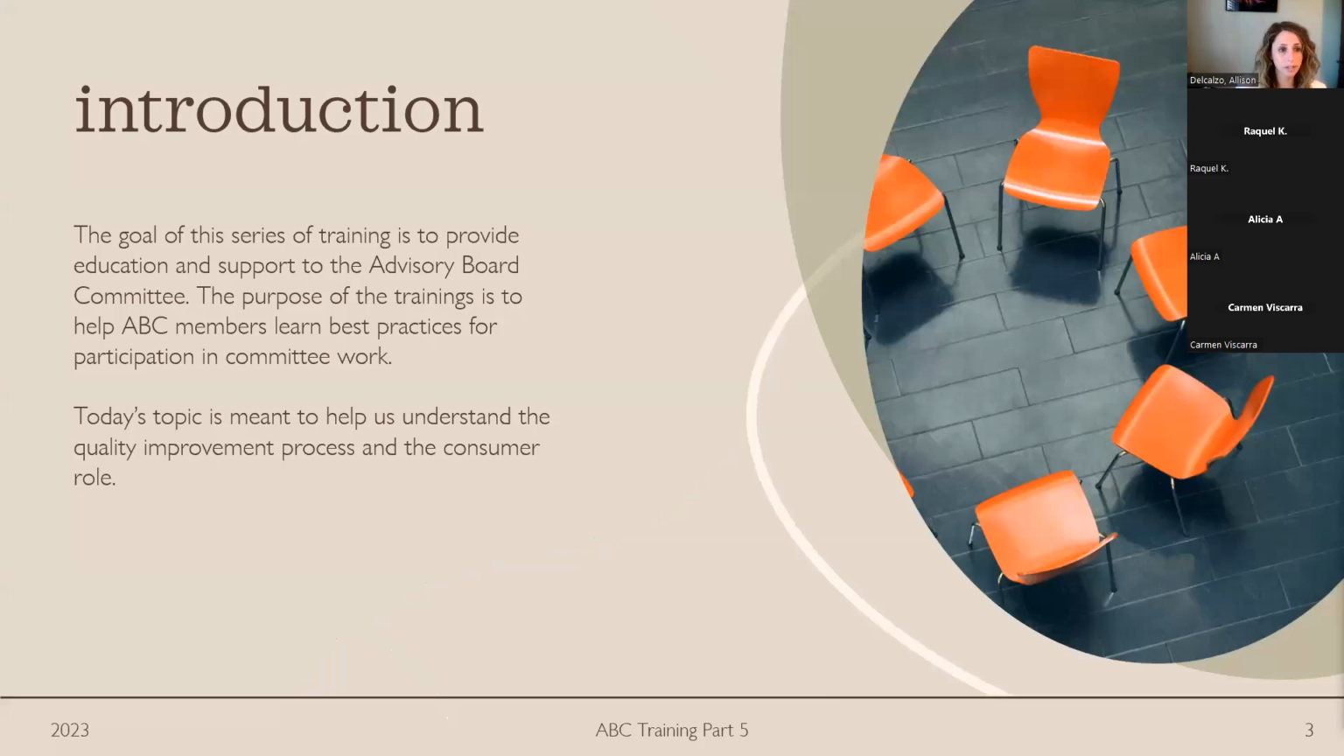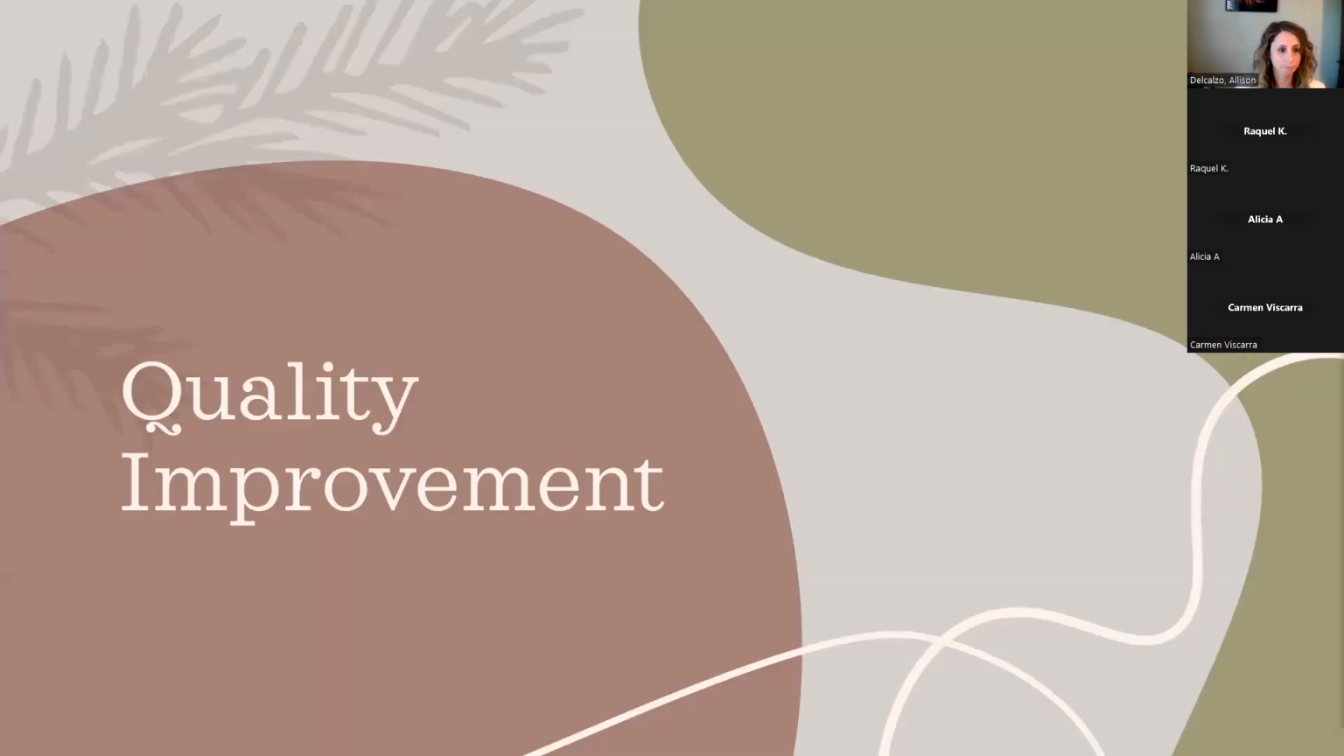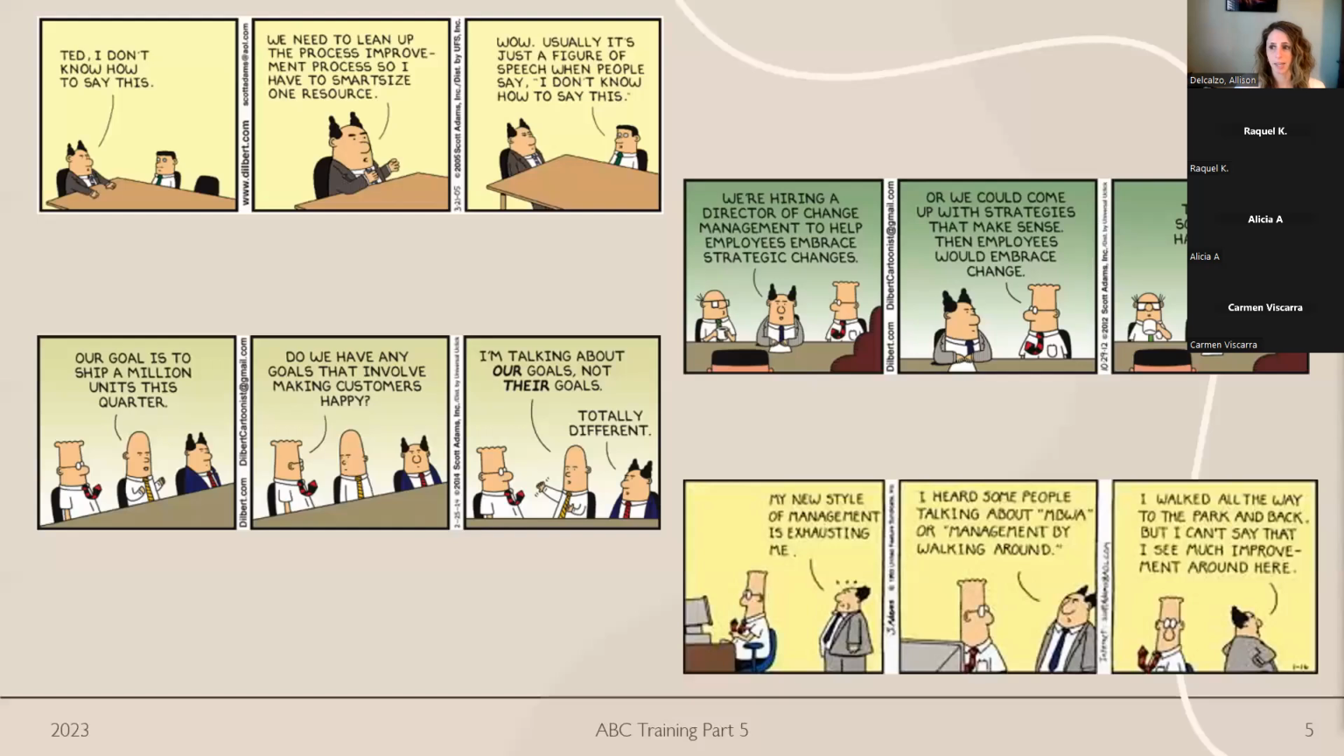So the goal of this series is to provide education and support to the advisory board committee. The purpose of the training is to help ABC members learn best practices for participation in committee work. Today's topic is meant to help us understand the quality improvement process and the consumer role. So let's dive in.